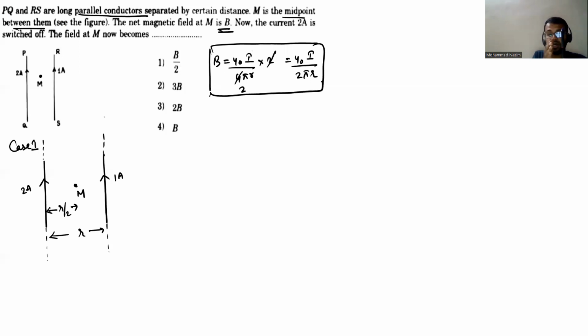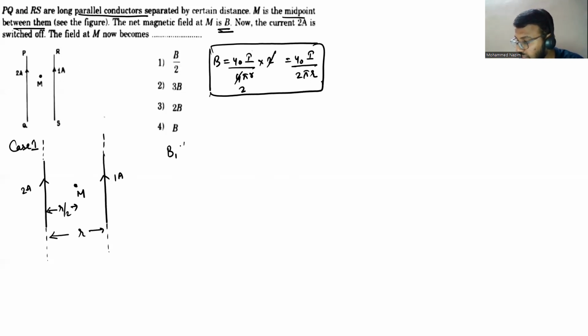Point M is to the right. So here the fingers are going in and here the fingers are coming out. So due to the 2 ampere wire, with M to the right, I have to calculate. In concept videos, we have extensively discussed the direction. You can use the right hand thumb rule or the Clock rule. I'm using the right hand thumb rule here. So at point M, due to the 2 ampere wire, it is inward.